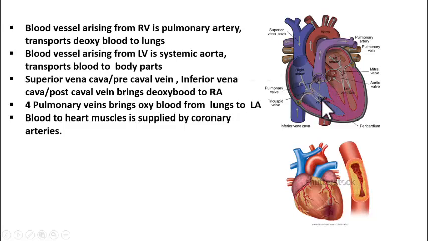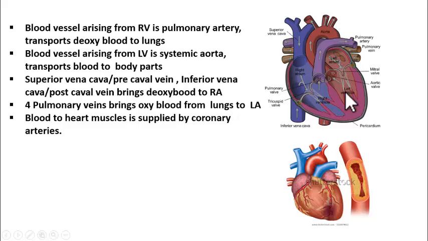So the blood vessel arising from the RV, right ventricle, is called the pulmonary artery. This T-shaped blood vessel is called the pulmonary artery. It has 2 branches, left branch and right branch. Left branch goes to the left lung, right branch goes to the right lung. Got it? So this is the pulmonary artery. It arises from the right ventricle, and it carries deoxygenated blood for oxygenation to the lungs.